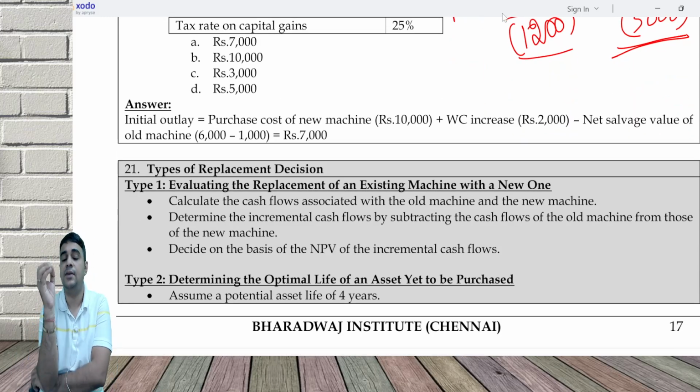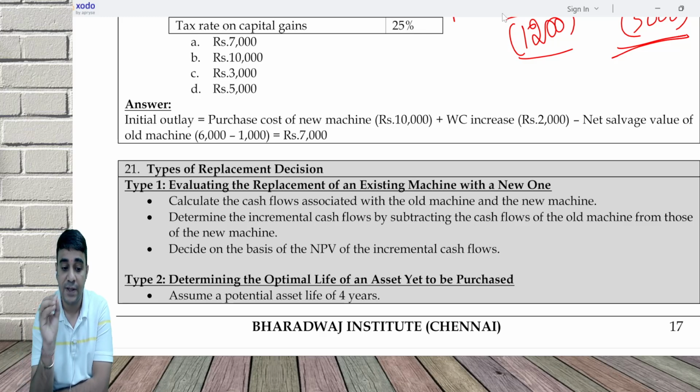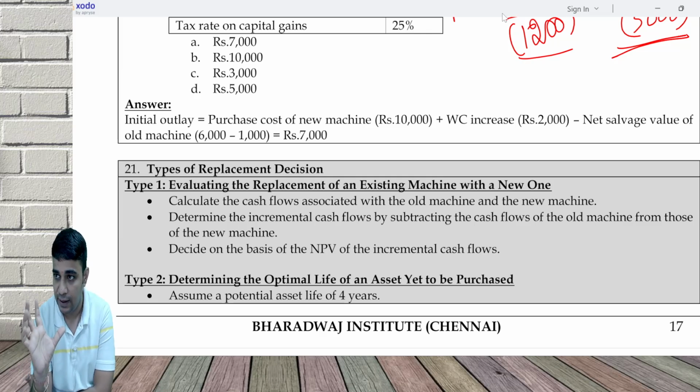There are 3-4 types of replacement decision questions we are going to do. First is whether I should replace an existing machine with a new one. For this, you need to do old separate analysis, new separate analysis, and do new minus old in every step and get the incremental cash flow. Calculate incremental NPV, positive, negative.